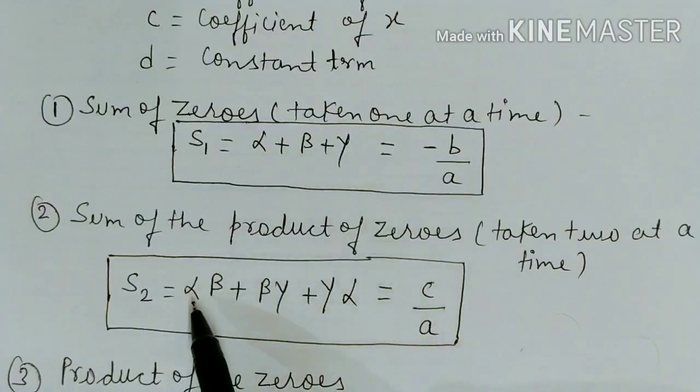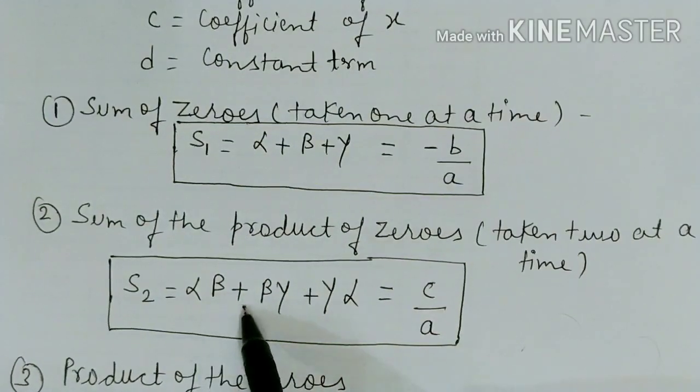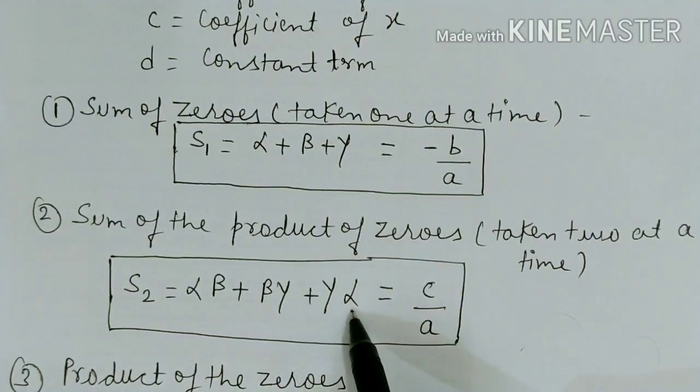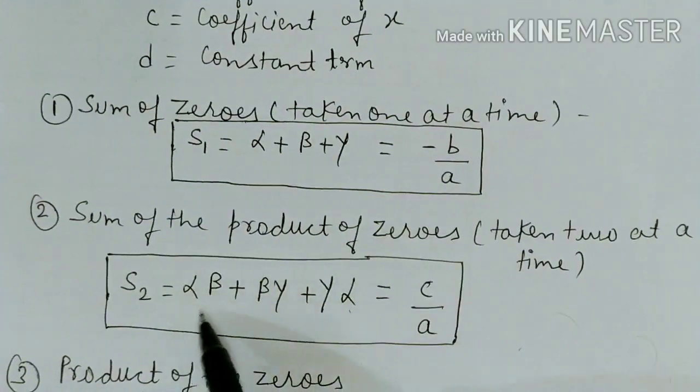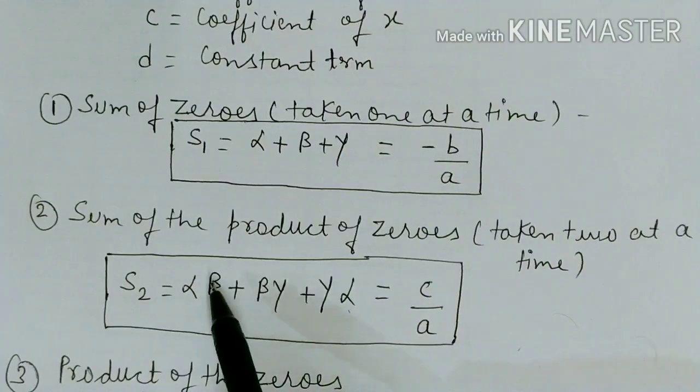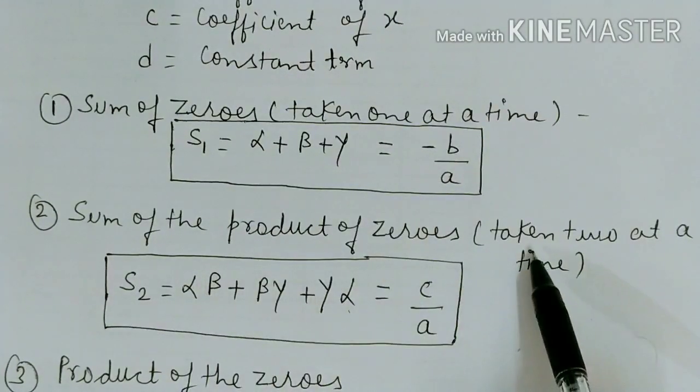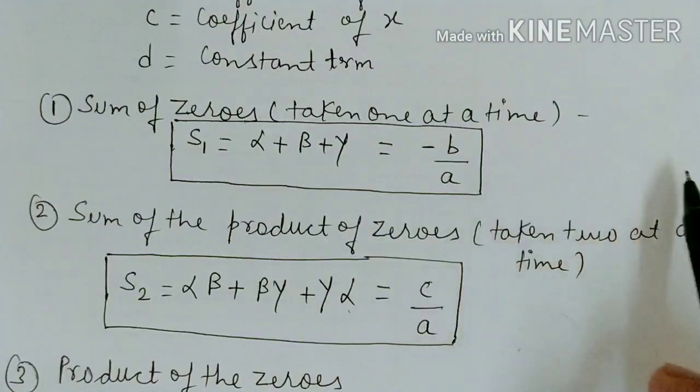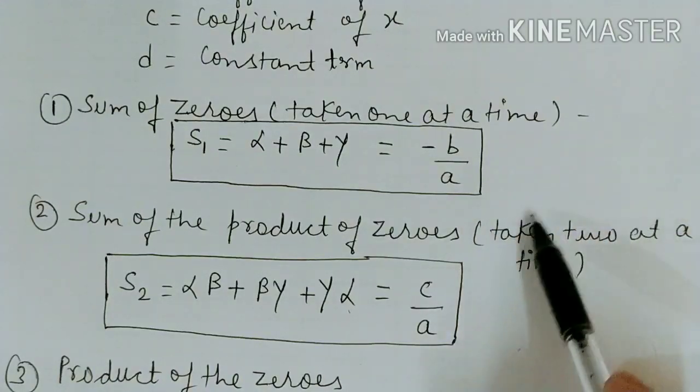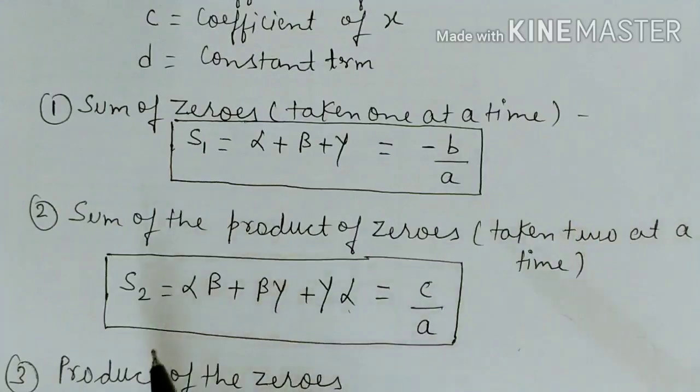See here, alpha into beta plus beta into gamma plus gamma into alpha. Here in one term I am taking 2 zeros at a time, that is alpha and beta, 2 zeros. That's why it is mentioned here. Clear? This is just for remembering. There is no need to include it again and again.